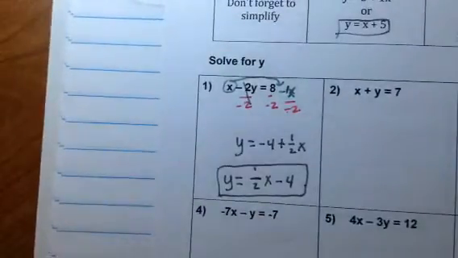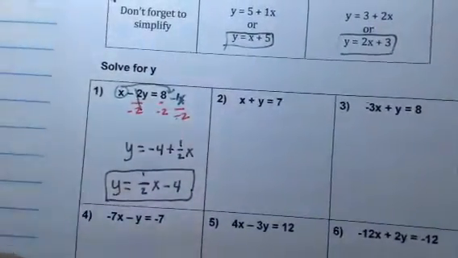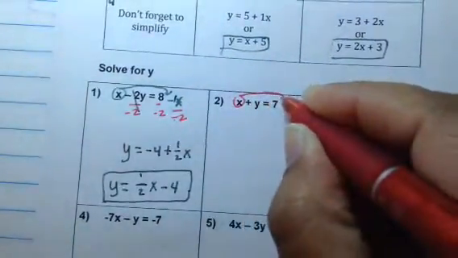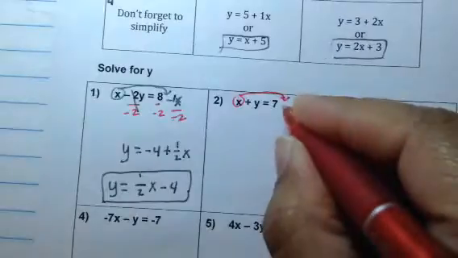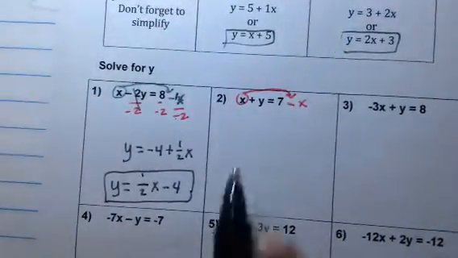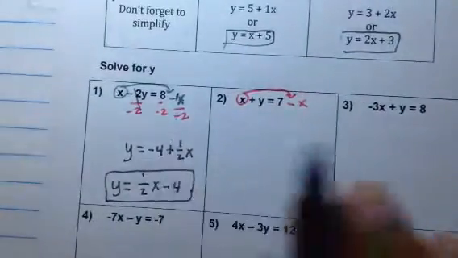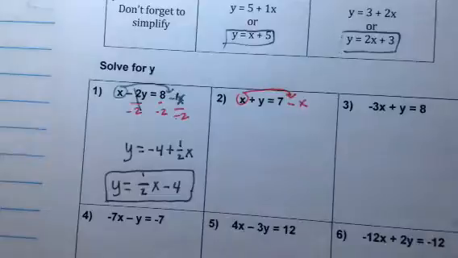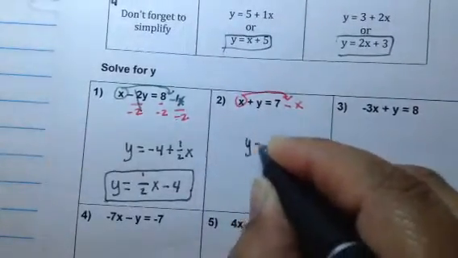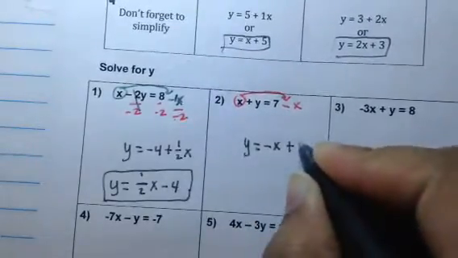Okay, number 2. So we have a positive x again. So we're going to move it, and it's going to change to a negative x. Now, is there a number in front of the y? Well, technically there's a 1, so that's what we want. We want it to be a positive 1, so we're done. So our answer would be y equals negative x plus 7.